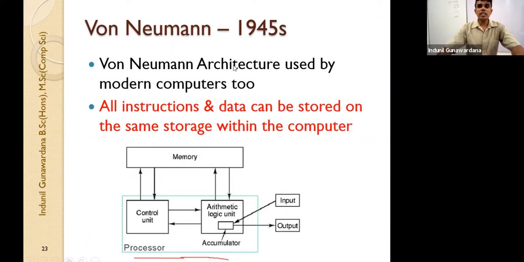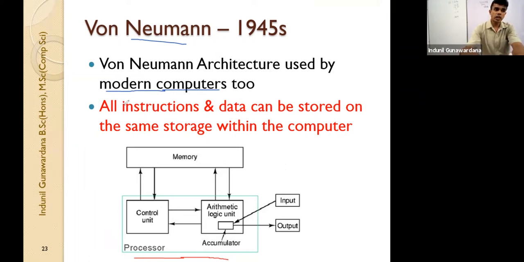Then the von Neumann architecture is used by modern computers too. During this time period, a new invention came into the world called the von Neumann architecture. That was proposed by the scientist von Neumann. The value of this is that even the same architecture is used in our modern computers. Even your laptop, my laptop, your smartphone is still based on the von Neumann architecture.